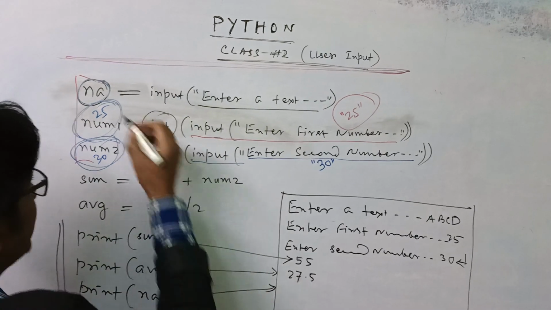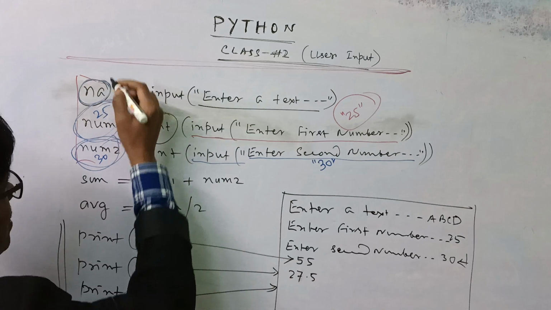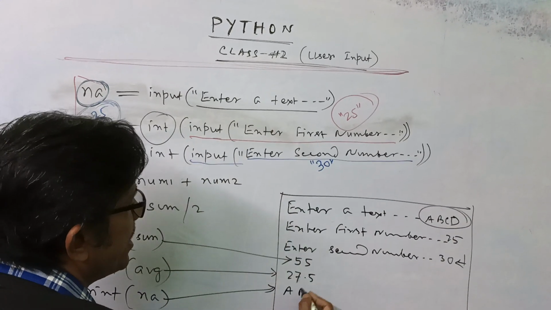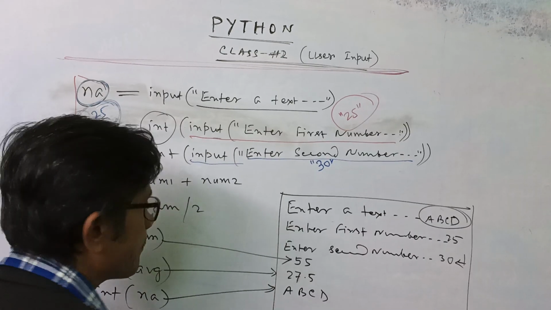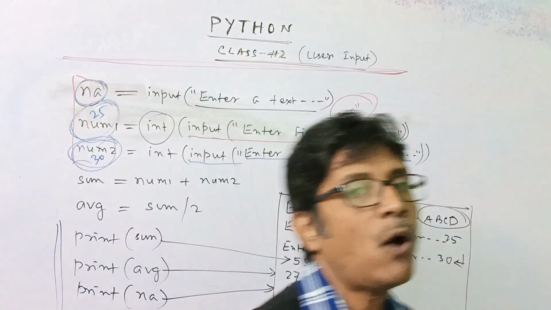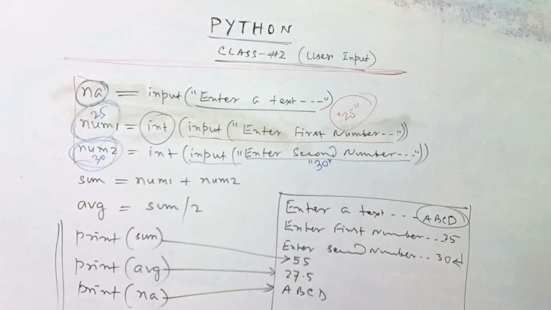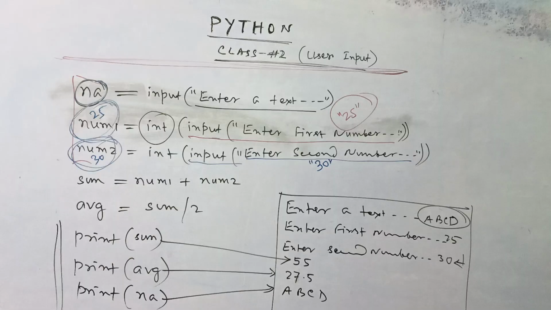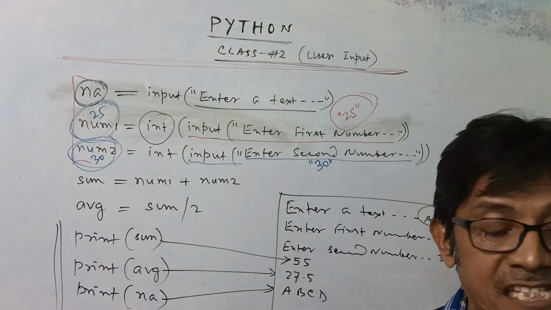Now the second one and the third one, what is that? It is a text, whatever we have taken, a text. I have taken ABCD, that will be printed here. So this is how we are accepting the text, or how we are accepting the number. This is the way that we will accept these things.